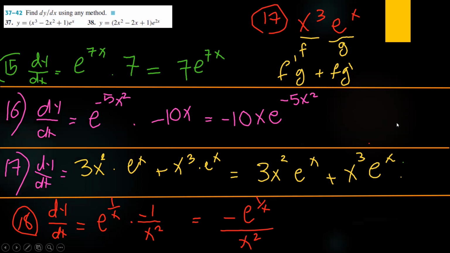Let's solve now these two questions here. Number 37. We have y equals x cubed minus 2x squared plus 1, times e to the power x. And here now you have to find its derivative.